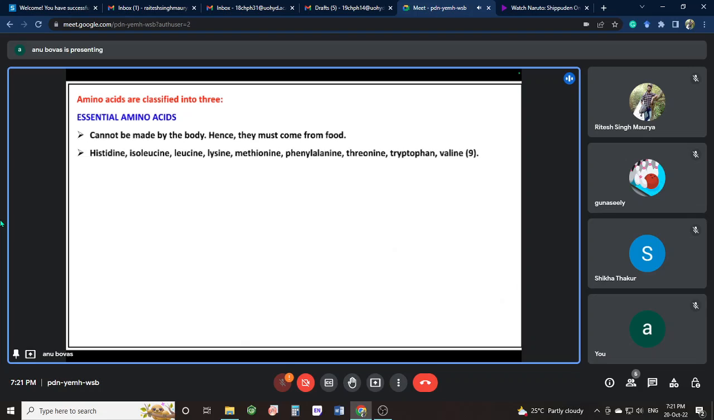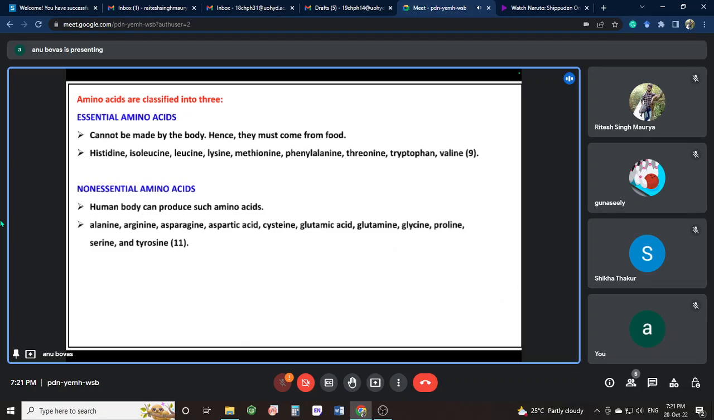Only that much is required for answering such kinds of questions, and I have seen such questions being asked in other competitive exams also. So don't worry, even though there are 20 amino acids, many of the structures are very easy and we can learn them very easily.